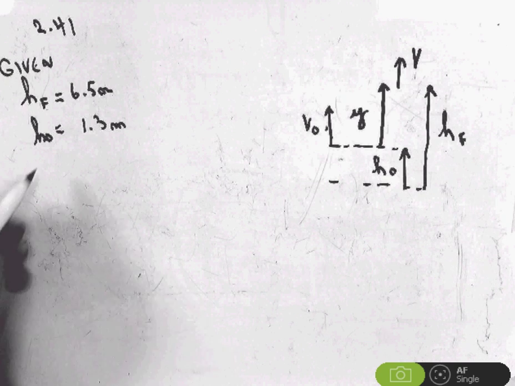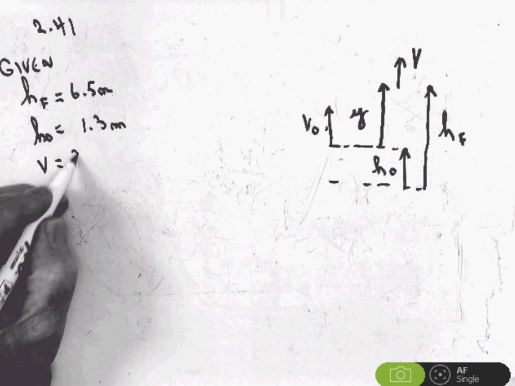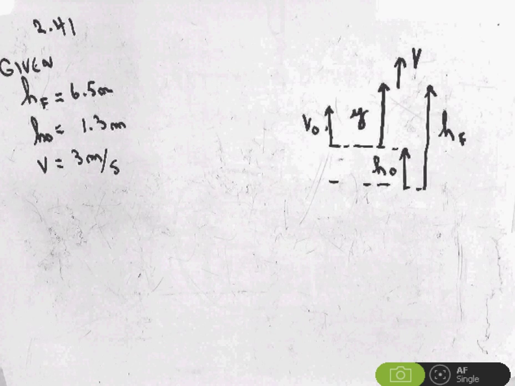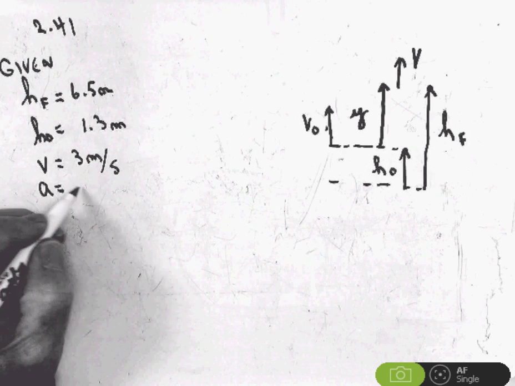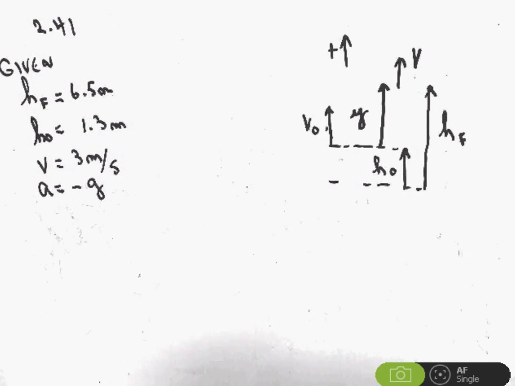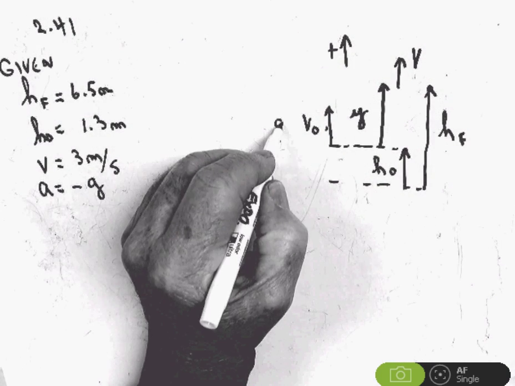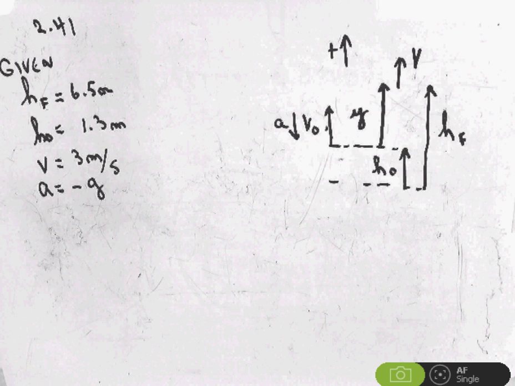All right, we're given that the final velocity must be equal to 3 meters per second. Now, you should know that a is equal to minus g, because I'm going to choose up as positive, and we know that the acceleration will be down. So these are all given.